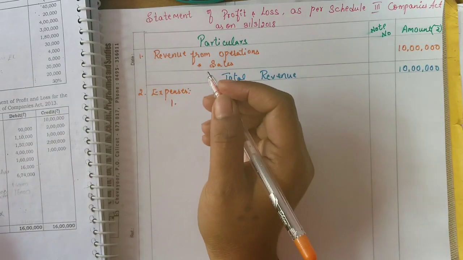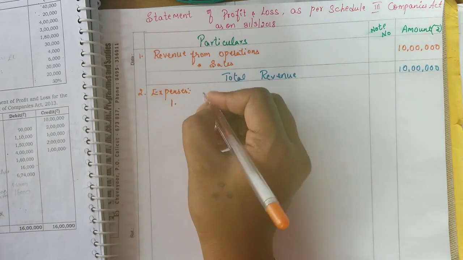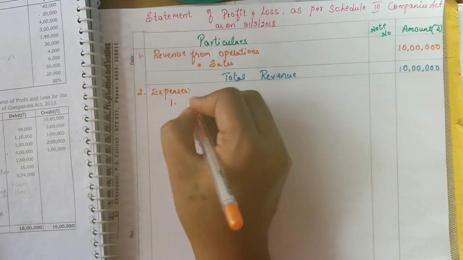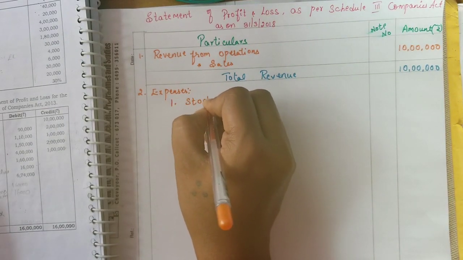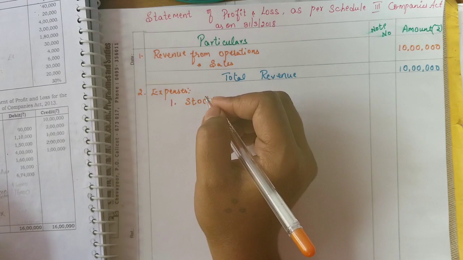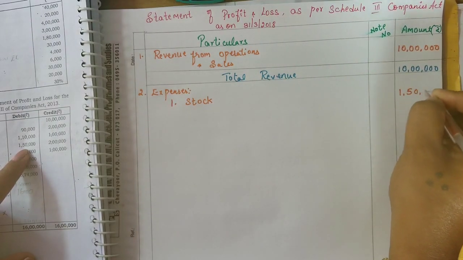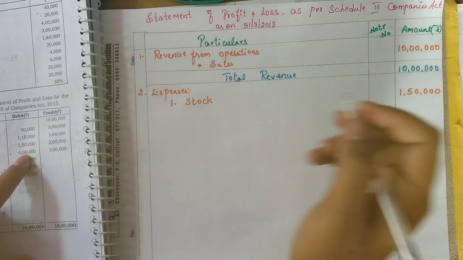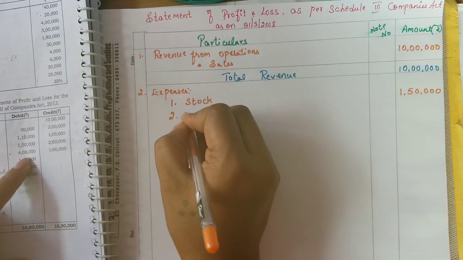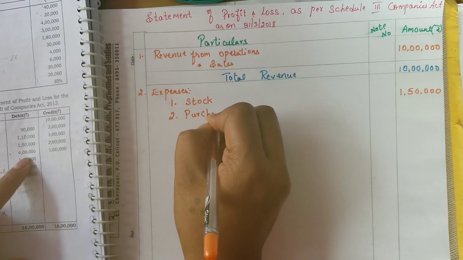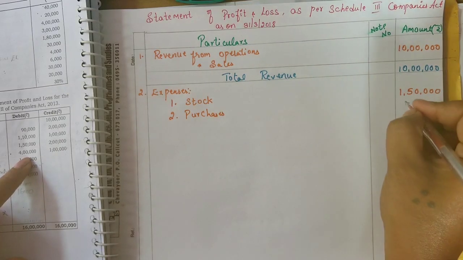So first, we have stock. Purchases also we have, we can write here stock. Stock amounting rupees 1,50,000. Okay. And we have purchases. Purchases amounting rupees 4 lakhs.